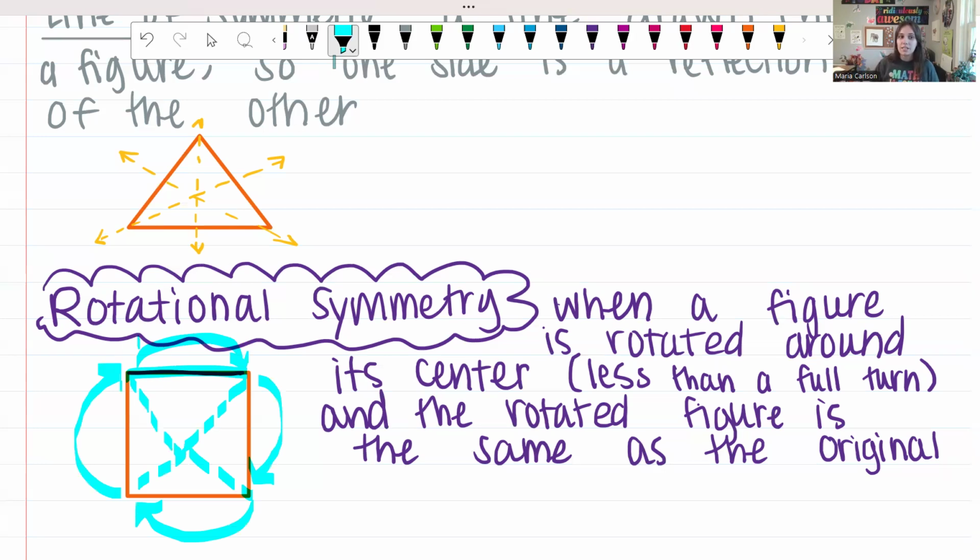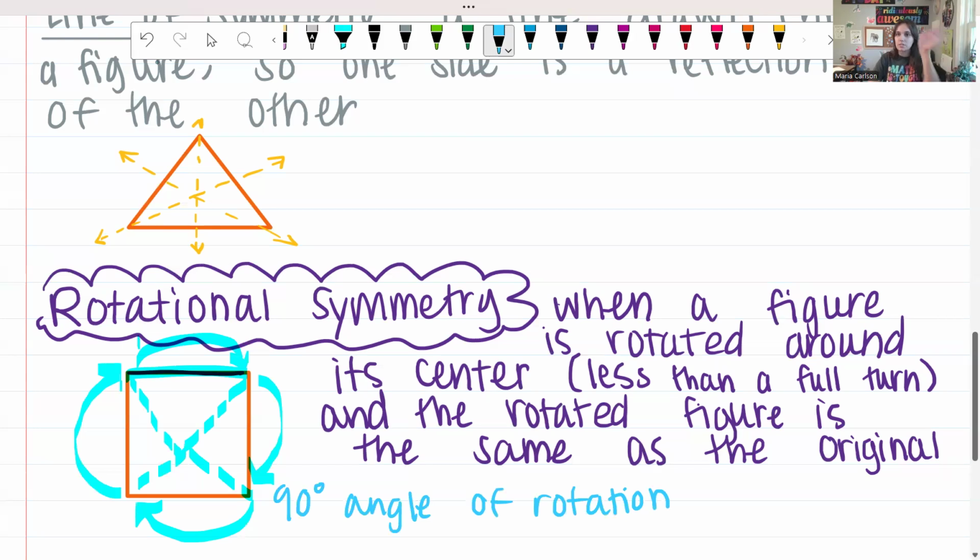So when it's rotated around its circle less than a full turn, which means less than 360 degrees, and it's the same as the original, that shape has rotational symmetry. So this is a 90-degree angle of rotation that maps the original shape onto itself. Think about turning the square 90 degrees each time, whichever way, either way, doesn't matter.